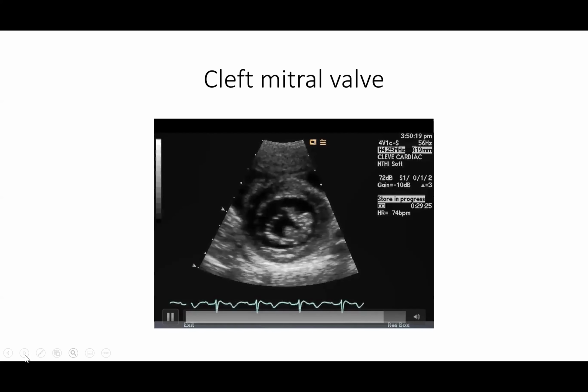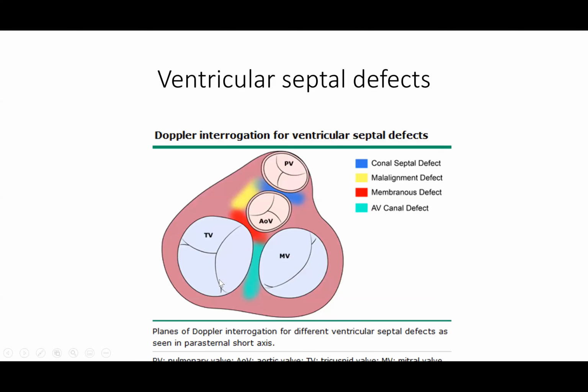Okay. Now, the ventricular septum. The classification, there are many names out in the literature, but the simple way to look at it is, if the defect is between the AV valves, it's an AV canal defect. Okay, so membranous defect.